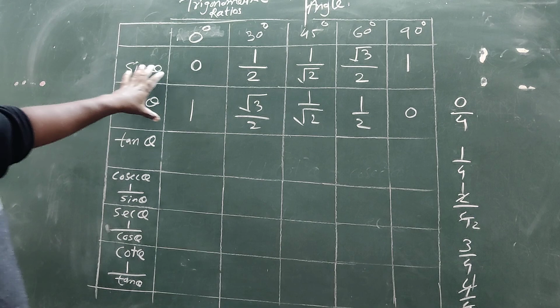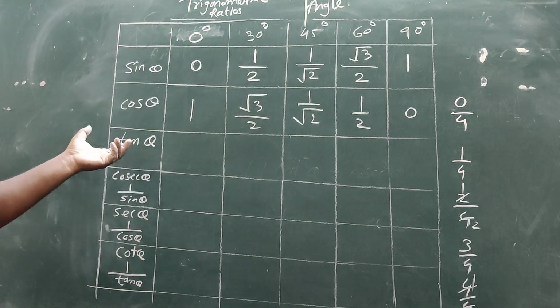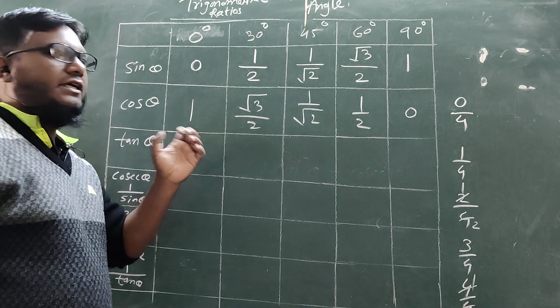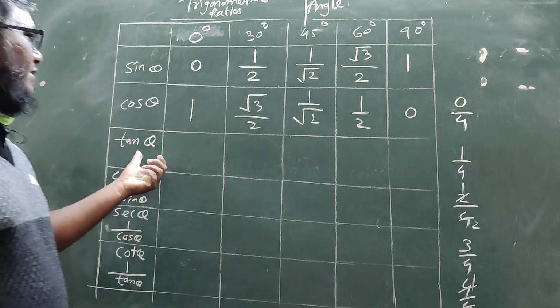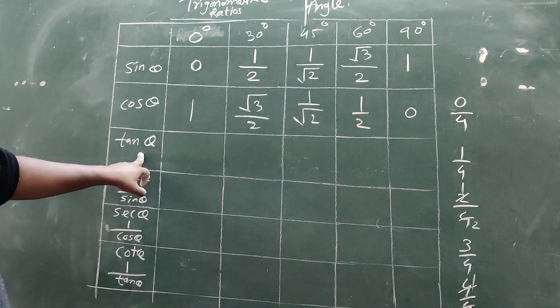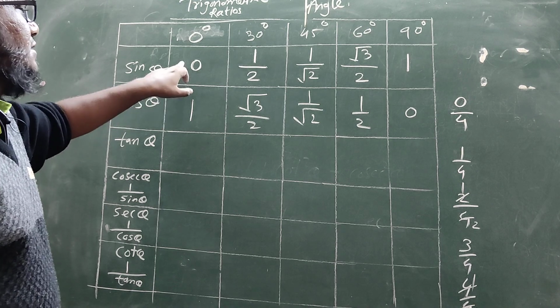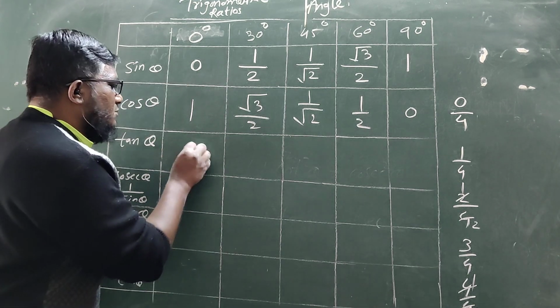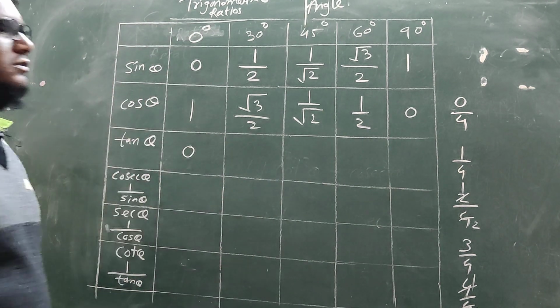Now similarly, one value we have found and the second value we have reversed. This thing we have already studied in 9th standard also. Now the tan theta value: tan theta's formula is sine upon cos. When we divide, 0 upon any number is also 0. 0 upon 4 is 0, so 0 upon 1 is also 0.